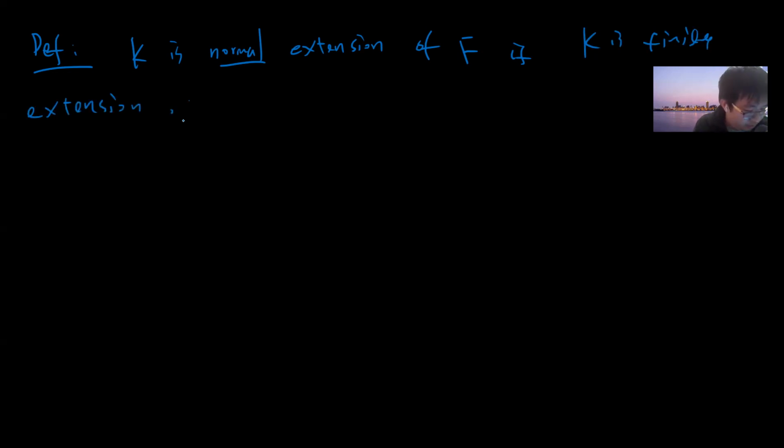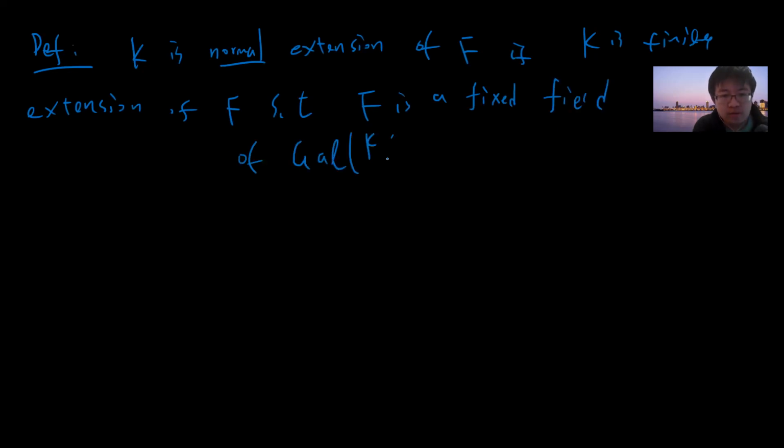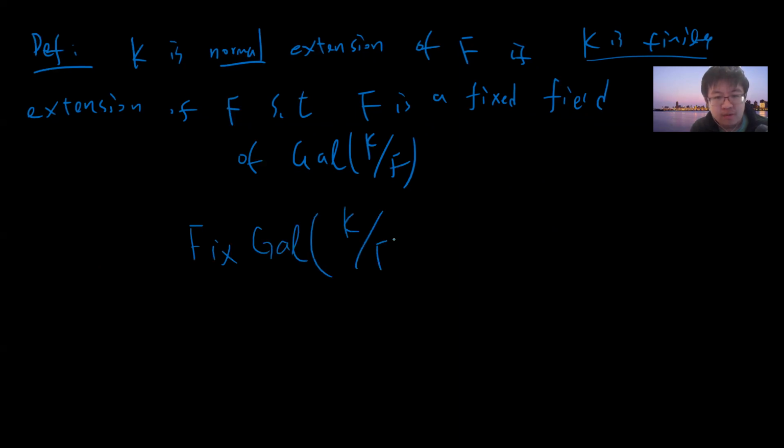A finite extension of F such that F is the fixed field of Gal(K/F). Okay, so yeah, so this is the cheat. Don't worry, I will try to fix it in the next video. But this cheat just tells you that if I say K is a normal extension of F, it means that K is a finite extension of F such that F is the fixed field. So this just means that if you take the fixed field of this Galois group K over F, then you will get F.